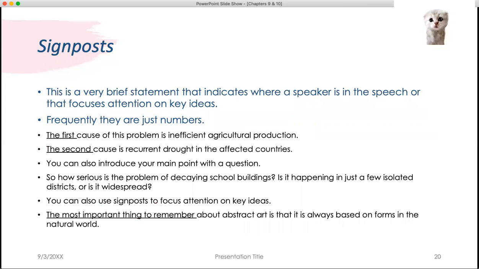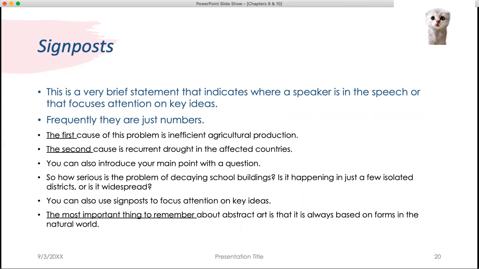You can also introduce your main points with a question. So how serious is the problem of decaying school buildings? Is it happening in just a few isolated districts, or is it widespread? Now, with these questions, this is something that you can only use in your main points or introduction, but you do not want to use questions for your central idea or for your specific purpose.